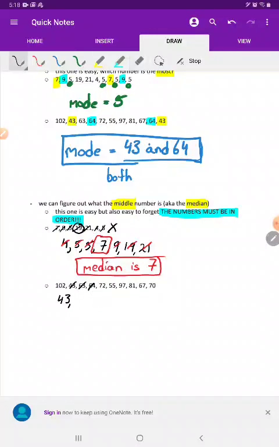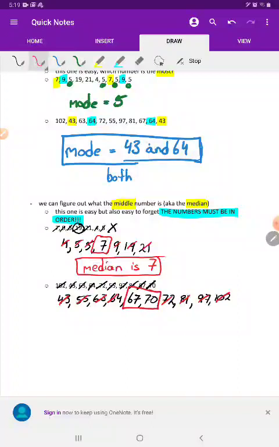I missed 55. See right here, 55, 63, 64, 67, 70 is next, then 72, then 81, then 97, and then 102. Now I have all of those. Now here's where it gets really interesting because as I go along, 1 on both ends, 1 on both ends, 1 on both ends, 1 on both ends, and I have 2 numbers left.